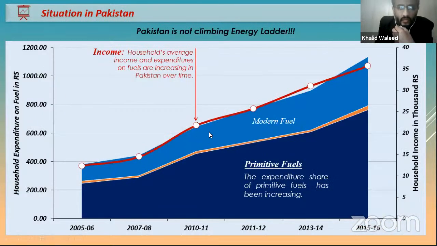If you see this graph, it shows that over the period of time the share of primitive fuels is increasing in Pakistan, whereas this red line shows that household income is also increasing, which is very alarming for Pakistan. Pakistan is not climbing the energy ladder. The share of primitive fuels in Pakistan is increasing as the income is increasing, which contradicts the energy ladder hypothesis for the case of Pakistan.